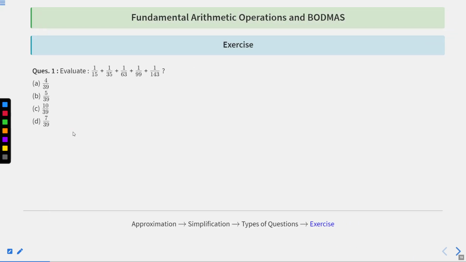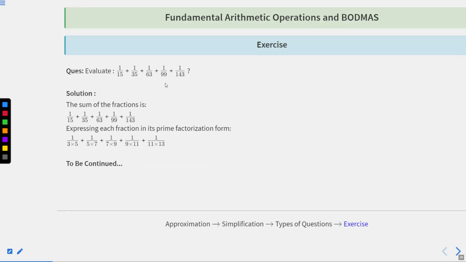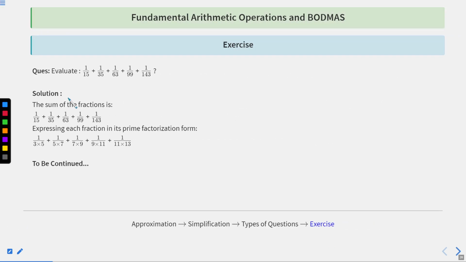So that was all about the types of questions that are asked. Now we can see some exercise solved problems based on fundamental arithmetic operations and the BODMAS rule. The first question is, evaluate 1 upon 15 plus 1 upon 35 plus 1 upon 63 plus 1 upon 99 plus 1 upon 143. So let us see the solution.